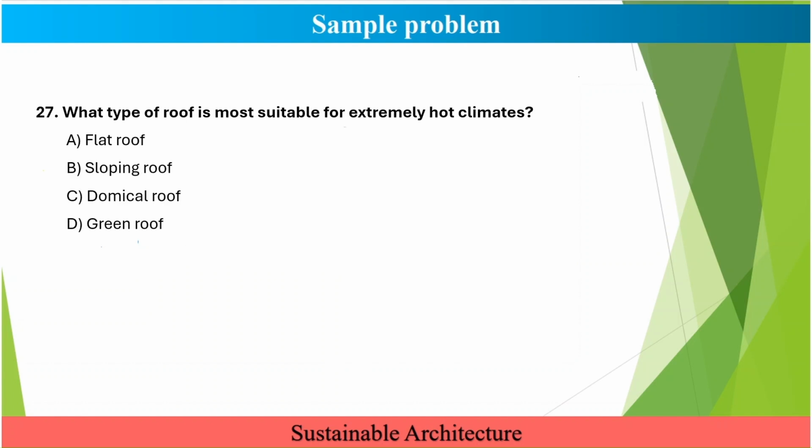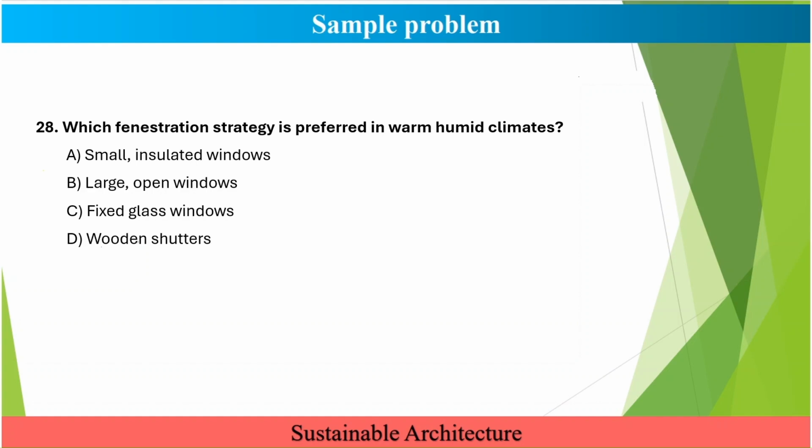What type of roof is most suitable for extremely hot climates? Option C. So option C is the right answer. Domical roofs for extremely hot climate conditions. They will be blocking the sun. Can we move to the next question? Yes, sir. Okay, here is question number 28.